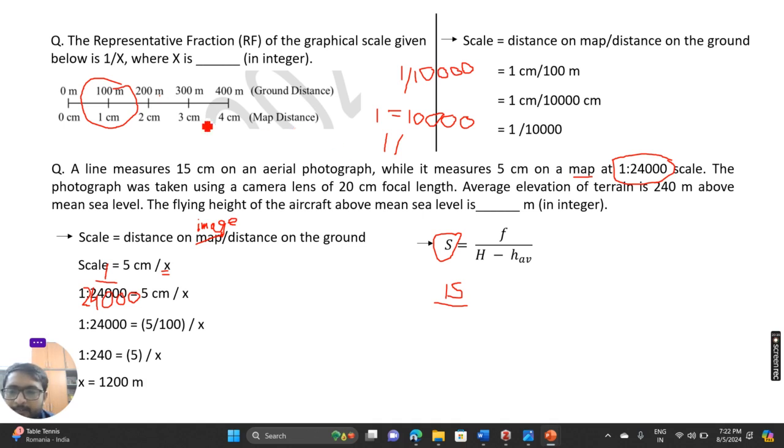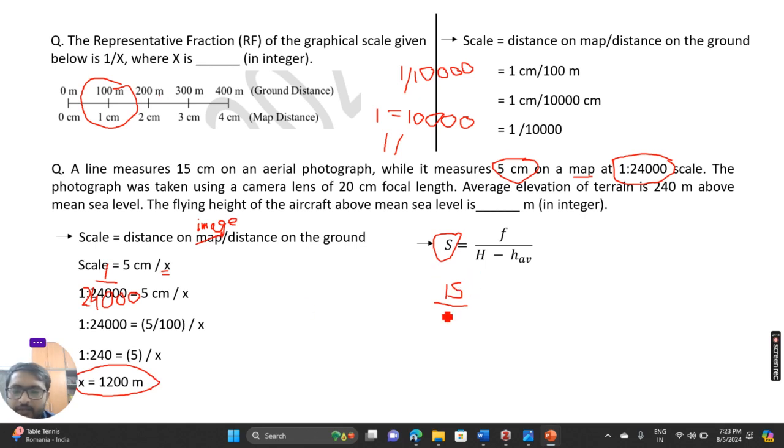Okay, because a line measures 15 centimeter on the aerial photograph, but they have never mentioned the length of the line on actual ground. So using the given scale and the measurement on map, which is 5 centimeter, first we will find the length of that line on ground. So scale, which is 1 to 24,000, is equal to 5 divided by distance on ground, which is not given to us. We will put in all the values and we will get that the line has an actual length of 1200 meter.